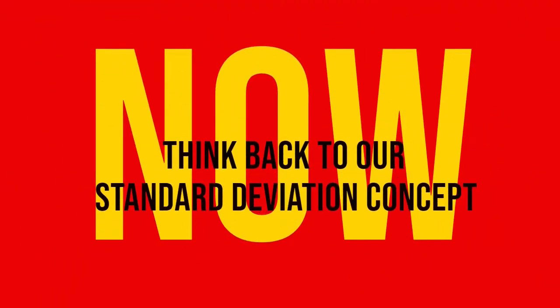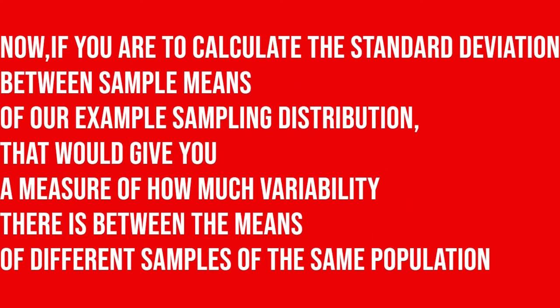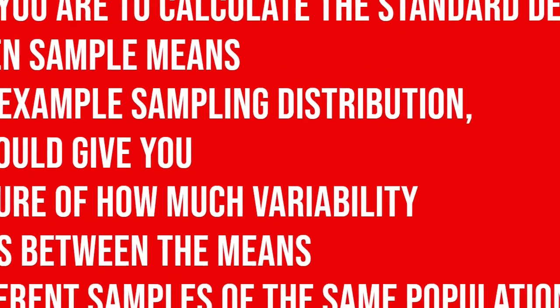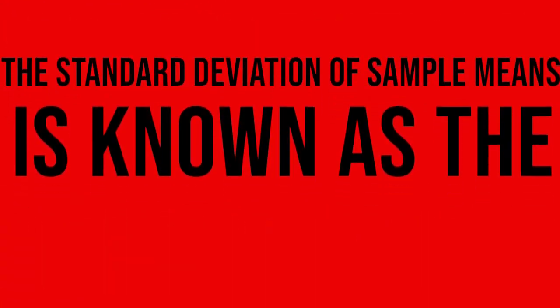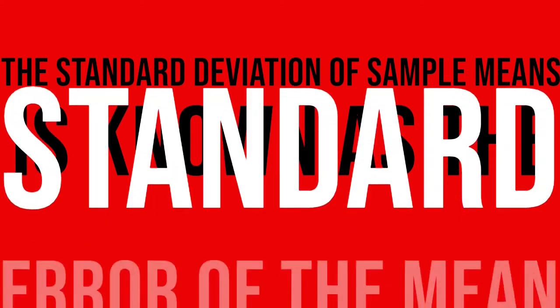Now think back to our standard deviation concept. If you were to calculate the standard deviation between sample means of our example sampling distribution, that would give you a measure of how much variability there is between the means of different samples of the same population. The standard deviation of sample means is known as the standard error of the mean.